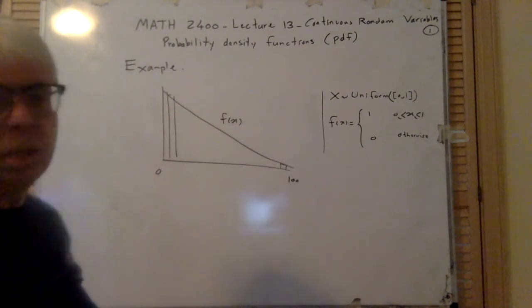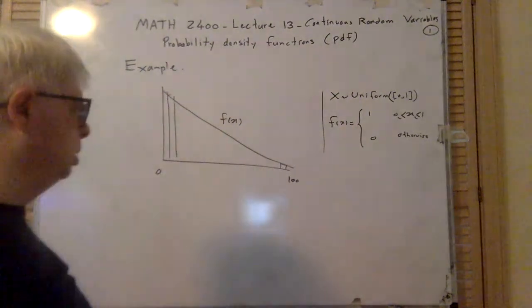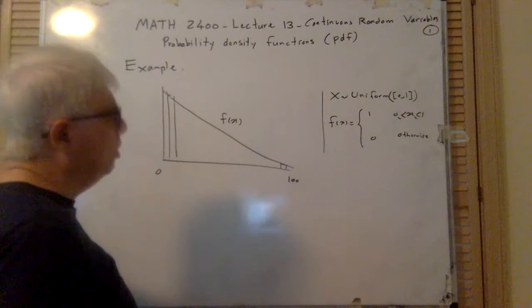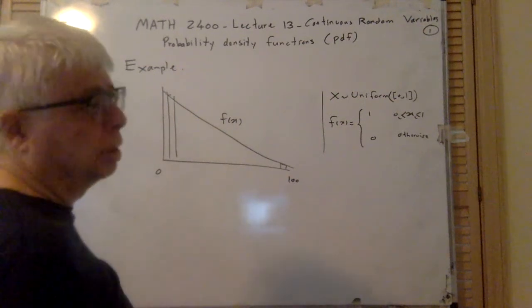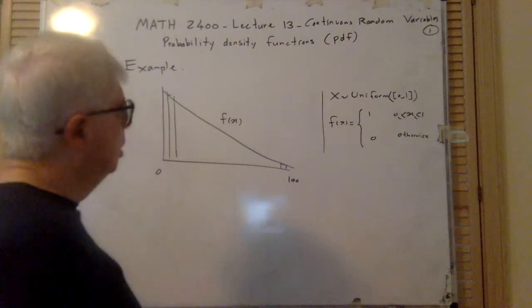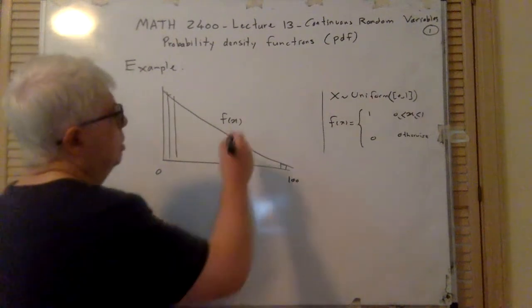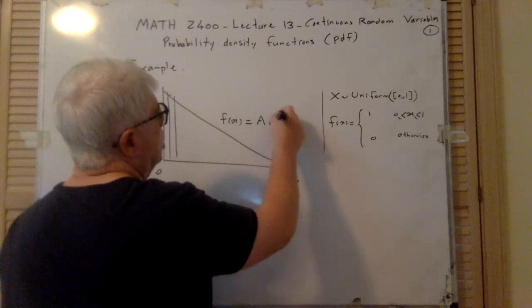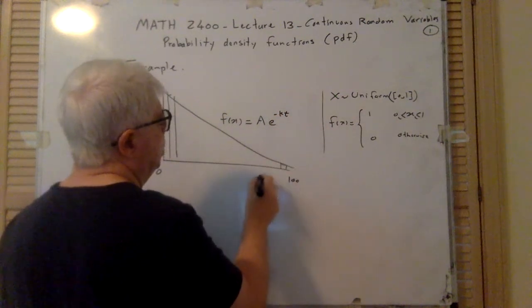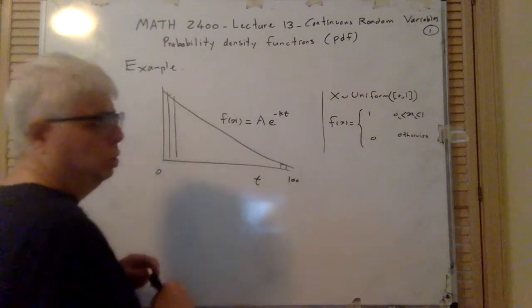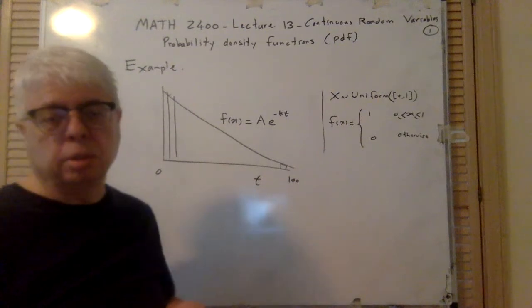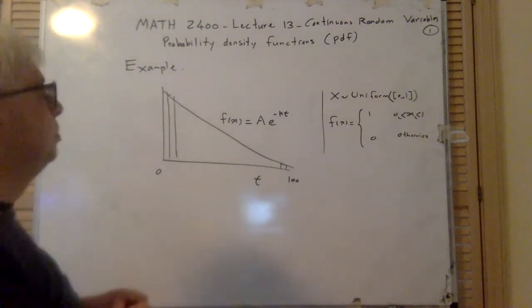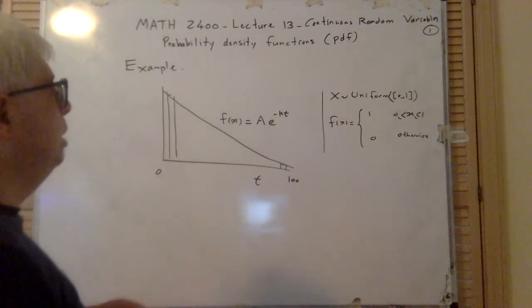Your f(x) looks like this. What is the best function that approximates such a curve? Well, the best, I guess, is something like this: a e to the power minus k t, if this is t. Usually you're dealing with time, right? 100 years, that's time. So let's take the x-axis to be t. So f(x) equals a e to the power minus k t.